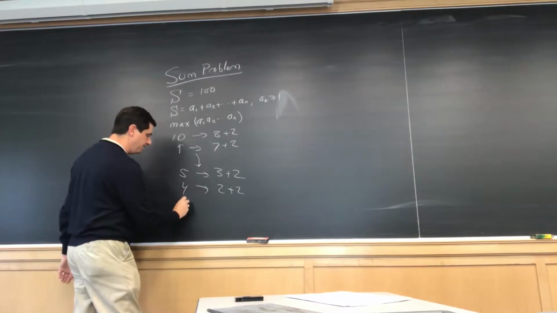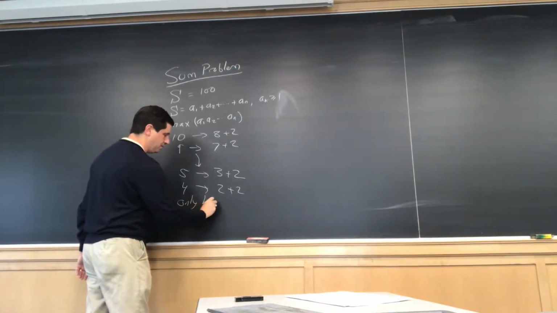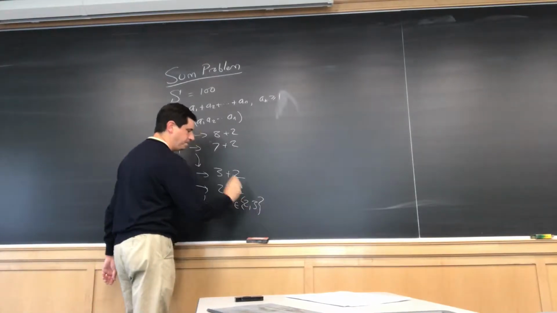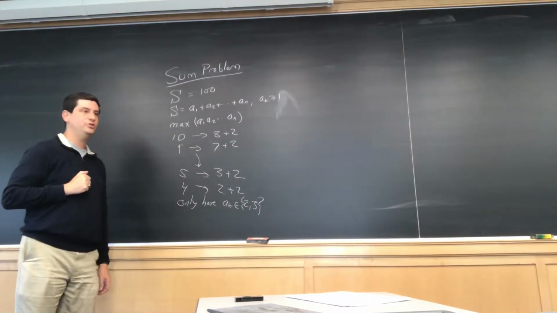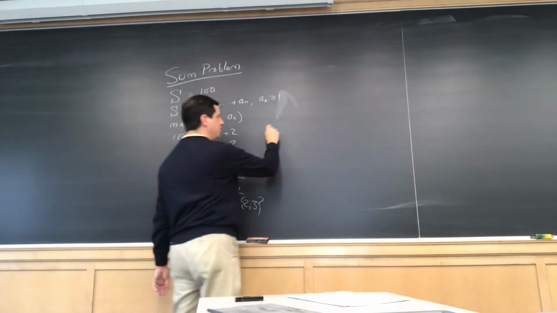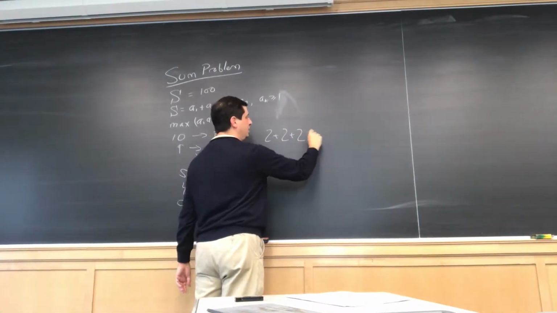So you only have ak equal to 2 or 3. And so now it just comes down to, do you want more 2s or do you want more 3s? And as was remarked, 2 plus 2 plus 2 equals 3 plus 3.